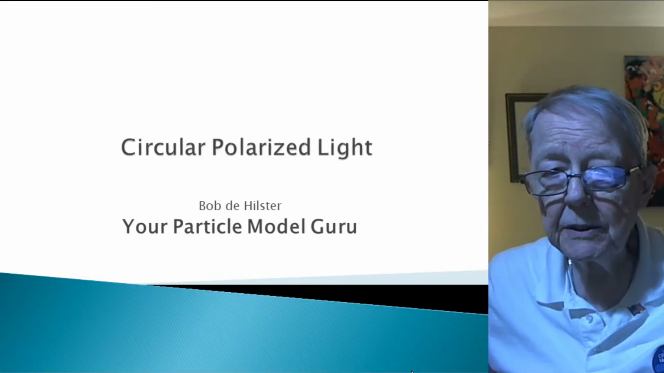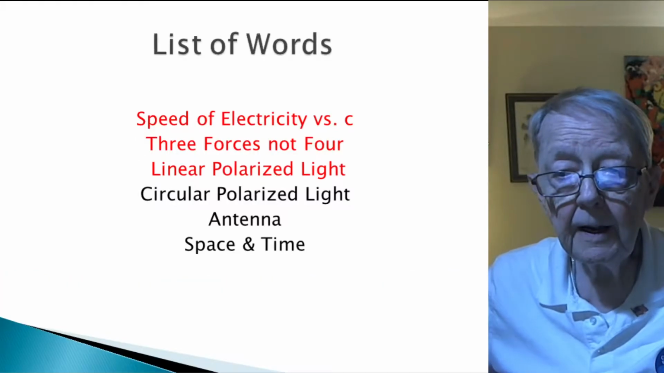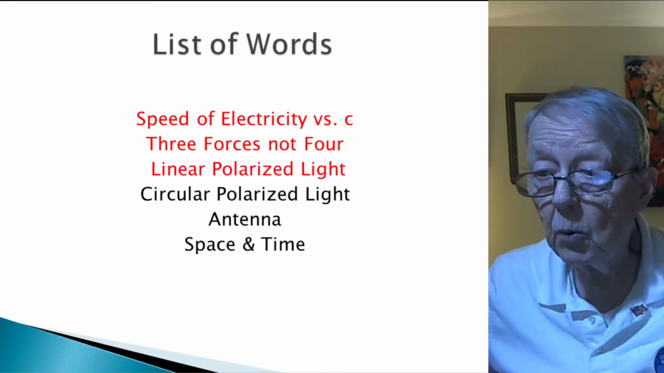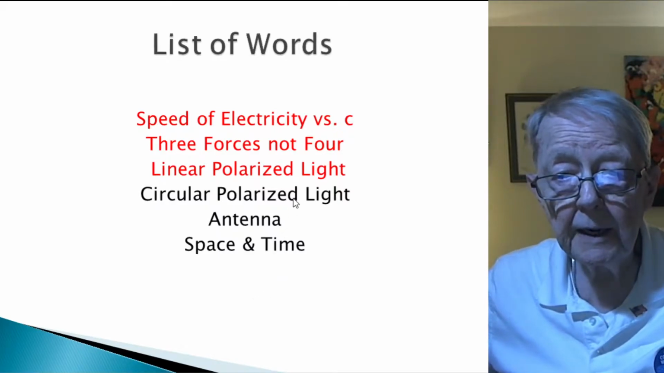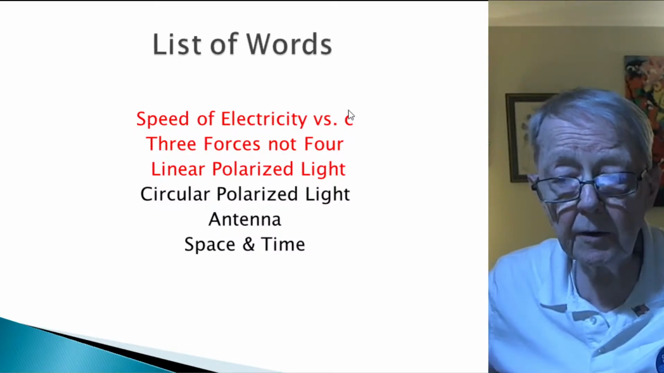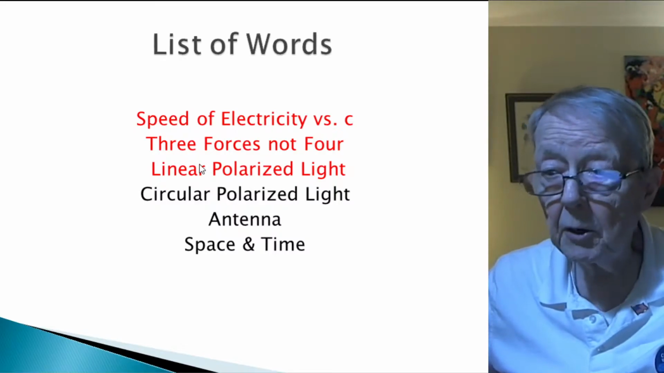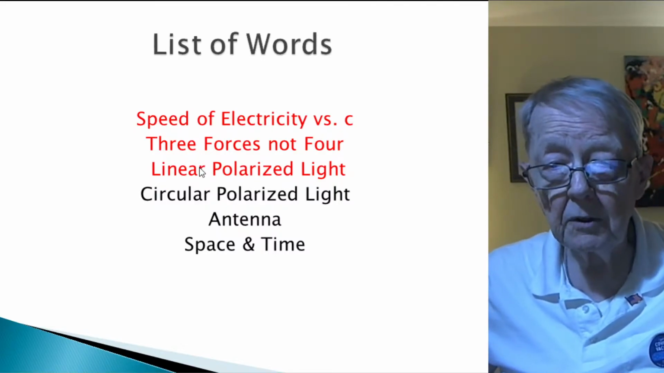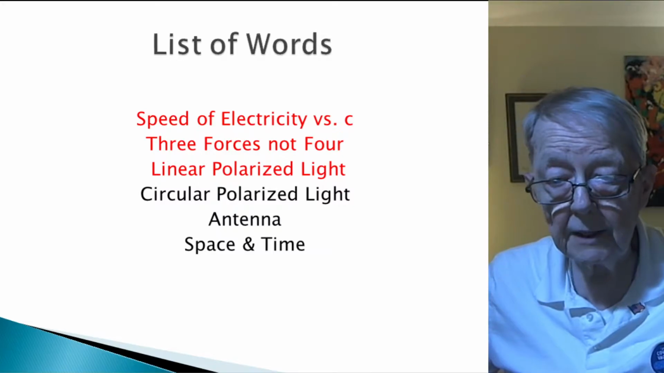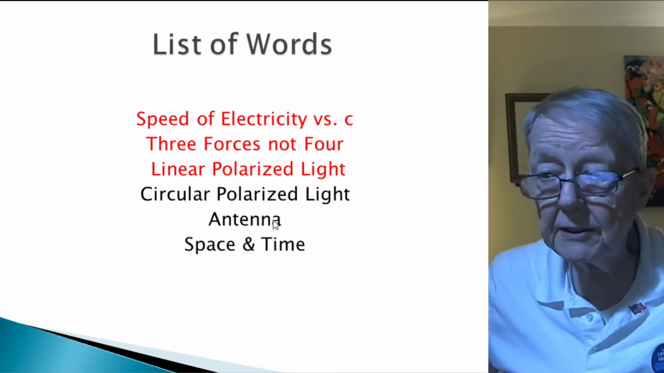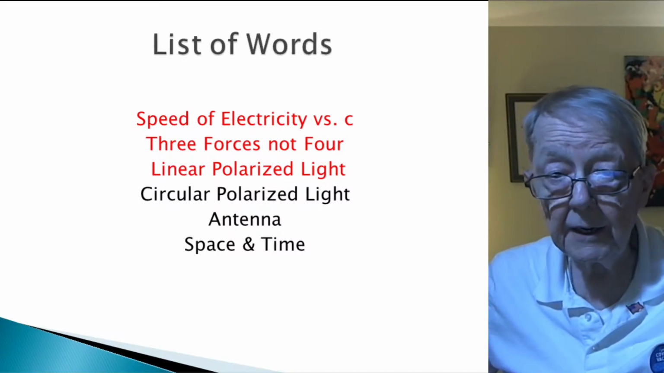Well, today's video is titled Circular Polarized Light. I've been going over some words that we use in physics and cosmology, and these in red I've covered: speed of light, c, forces. Linear polarized light is what I covered last time. We'll look at that a little bit here, but today it's about circular polarized light. And somebody has asked me a question about an antenna, which I hope to get to once I get through this.